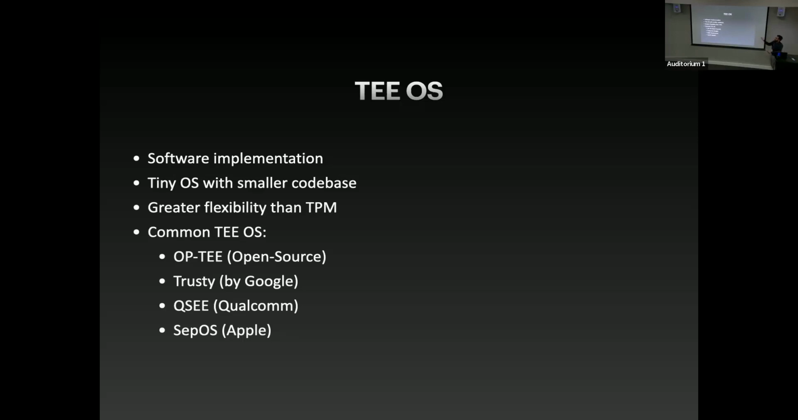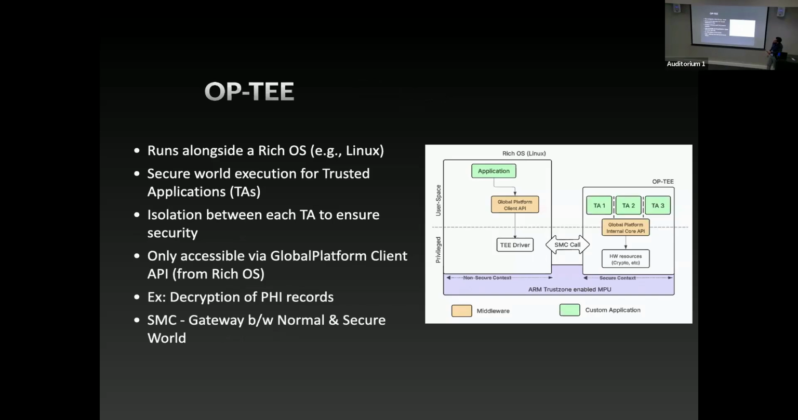For example, there are a lot of TE OSes out there in the market. OP-TEE is an open source TE OS. That's what we'll be looking at today for this device. And Trusty by Google. Most smartphones are running an ARM processor, so if it's using Android, Trusty is behind that. QSEE by Qualcomm and SecureOS for Apple. They are just different types of TE OS doing the same job.